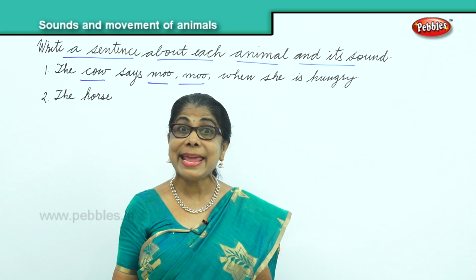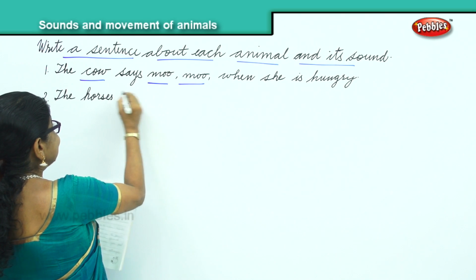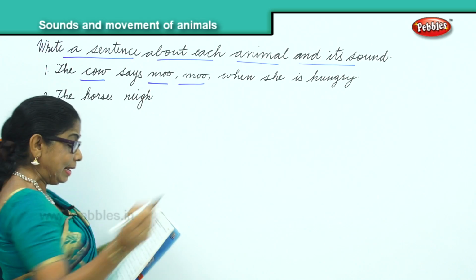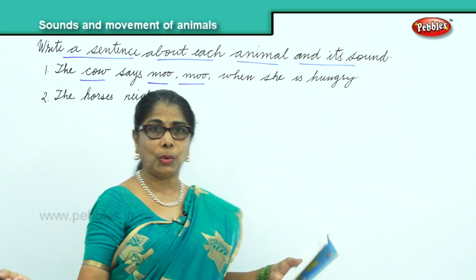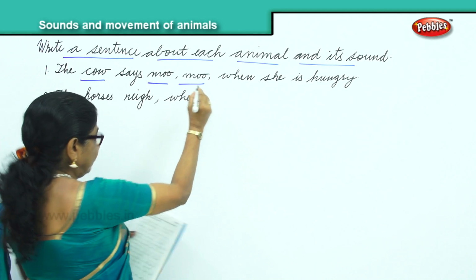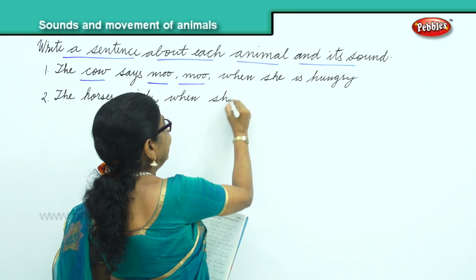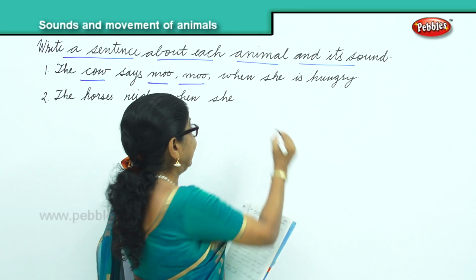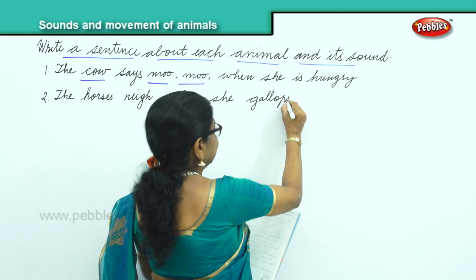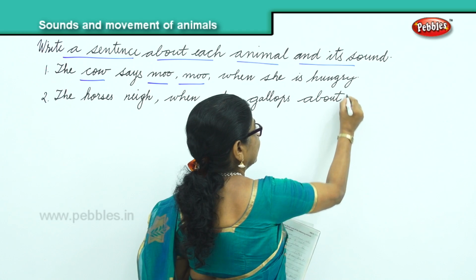The horse neighs. What does the horse do? The horses neigh. Why does it neigh? When she gallops about. The horse is all the time galloping. When she gallops about. Alright?